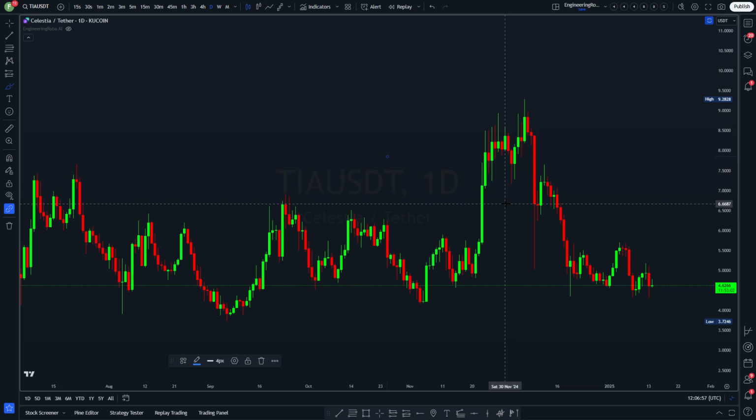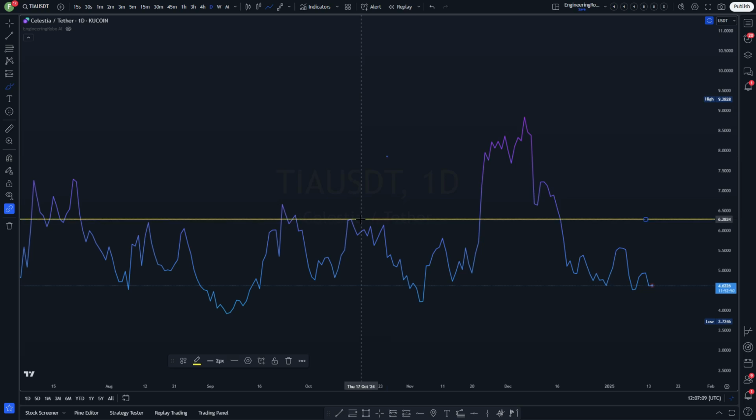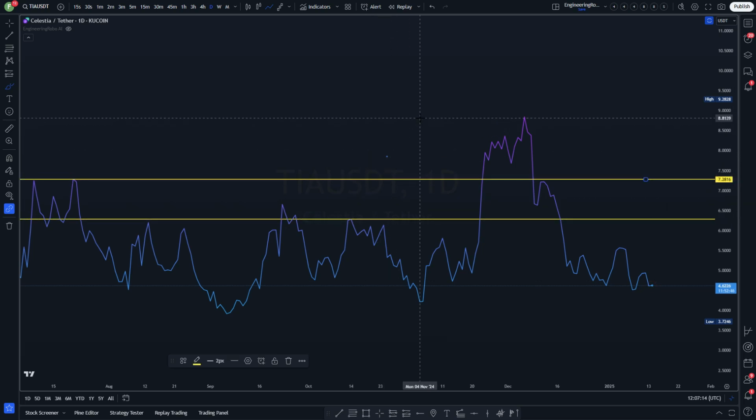This time we're looking at TIA on the daily time frame. As always, I'm going to switch over to my line chart because this gives me a clearer view of some key levels that I would be interested in. So I want to mark out these ones as we see on the top.